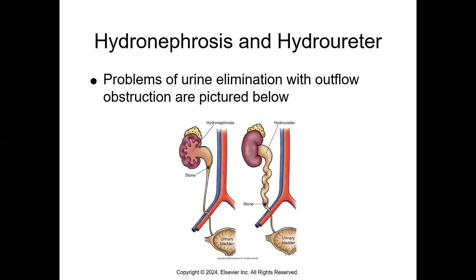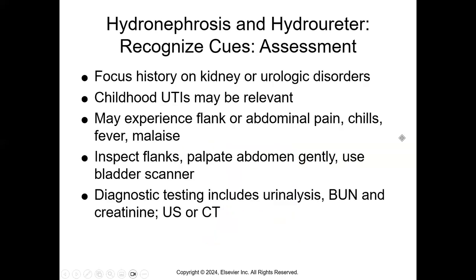So hydronephrosis is a problem with urine elimination. With hydronephrosis, the kidney enlarges due to a backup of urine that can't escape. A stone may be blocking the removal of urine from the kidney and the ureter into the bladder. Hydroureter is where the ureter itself expands and swells. Hydroureter will eventually cause hydronephrosis.